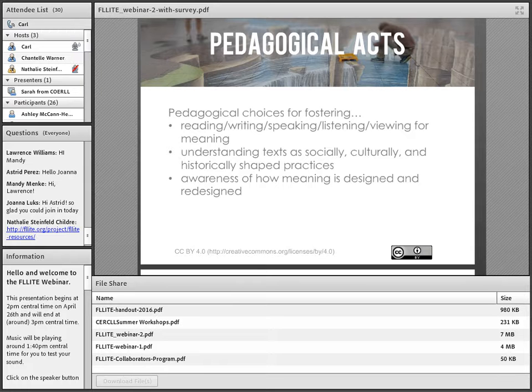And finally, we want to foster learners' awareness of how meaning is designed and redesigned through language and other kinds of expressive systems, such as images and sounds, and to make them attentive to the fact that there's never just one way of saying something, and that choices matter, whether we're talking about the choice of a given word, some versus many, new versus suspected, or if we're talking about the choice of the channels through which we communicate.